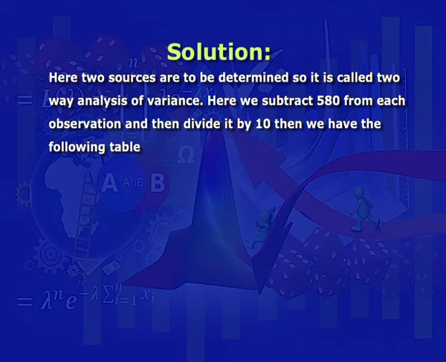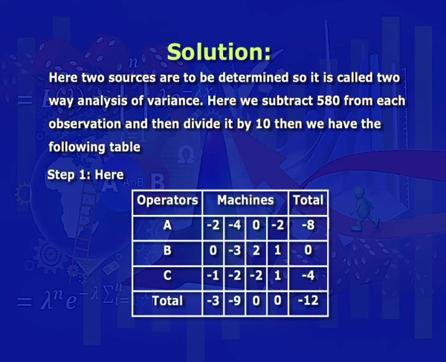Here we subtract 580 from each observation and then divide it by 10. Then we have the following table. In this table, for operators A, B, C and machines, the values are reduced to -2, -4, 0, -2 and so on. We have made a total row wise and column wise.